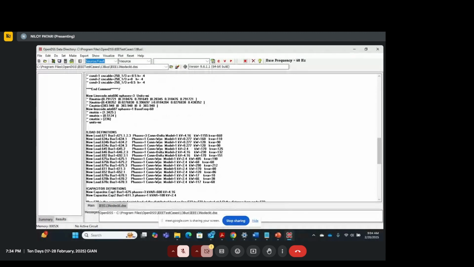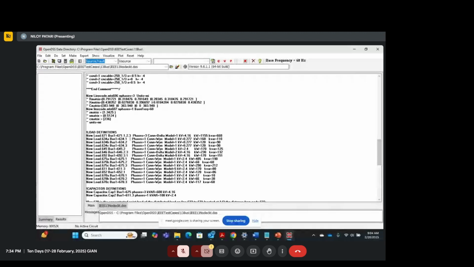you come into the load definitions. Load definitions means you define certain loads, and so suppose I define a new load which is 671. It is connected to bus 1, means it is connected to this bus which is 671, and it is connected to all the 3 phases, right? And so it has dot 1, dot 2, dot 3, means it is connected to all the 3 phases, and it's a delta connected load.